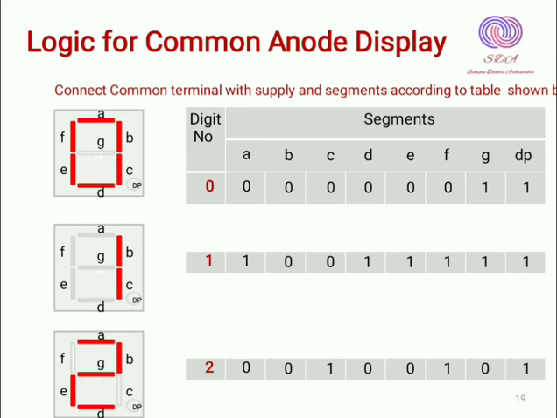So these are the logics to apply on a common anode display to display digits from 0 to 9. For example, to display digit 0, the common terminal should be connected to high, and to illuminate segment A, B, C, D, E and F should be connected to ground, and segment G and DP, which is for decimal point, should be connected to high.